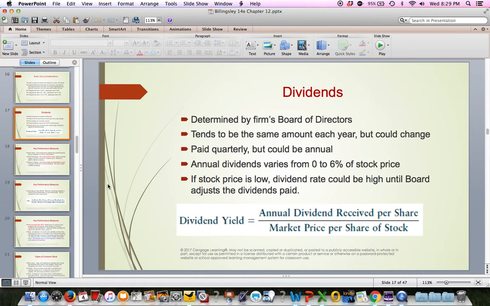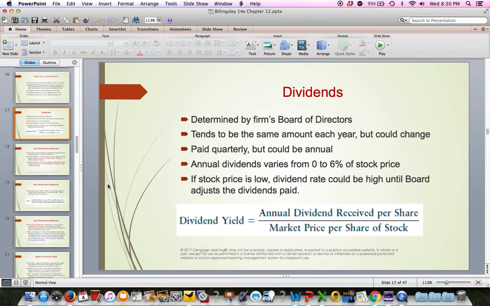So dividends, when a company declares dividends, the board of directors must declare those dividends. It tends to be the same amount per year. Some companies try to be intentional about having small increases year over year. They're paid quarterly. They could be paid annually. Some companies pay twice per year, once per year, or 4 times per year. There's really no right or wrong to it, just what the company wants to do.